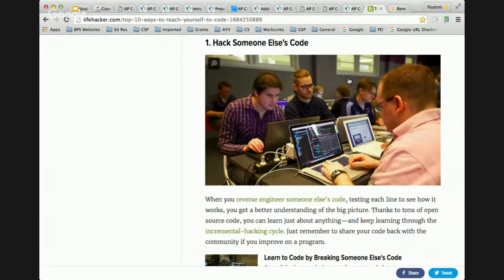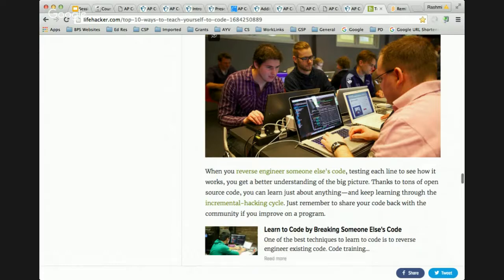I especially like this last one, which is to hack someone else's code. It's not in the negative sense, but when you reverse engineer someone else's code, it gives you a step-by-step understanding of what one person has put into it. And I believe that is one of the reasons why AP CS Principles has that as one of its objectives, because they want you to look at different modalities of code, understand it, play with it, and compare and contrast it.